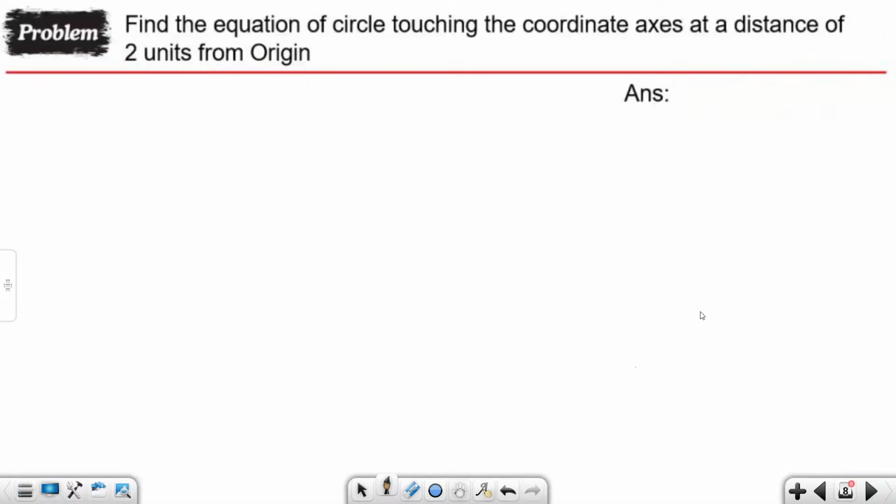Let us start with this first problem. The question is, find the equation of the circle touching the coordinate axes at a distance of 2 units from the origin. So let me just draw the diagram.